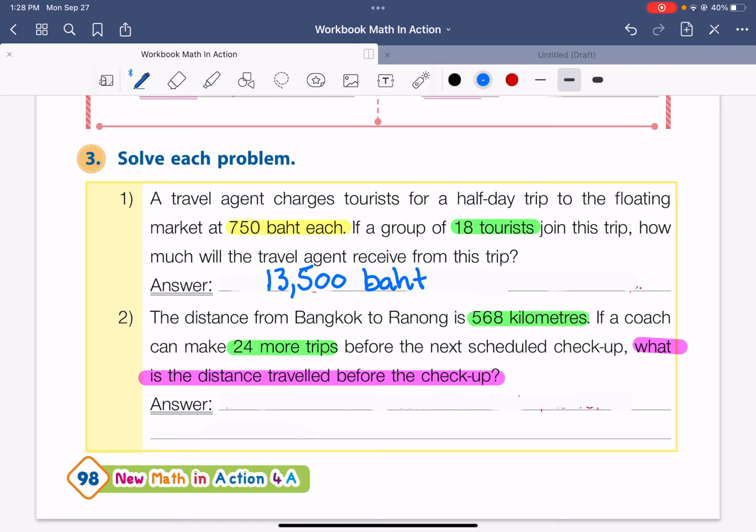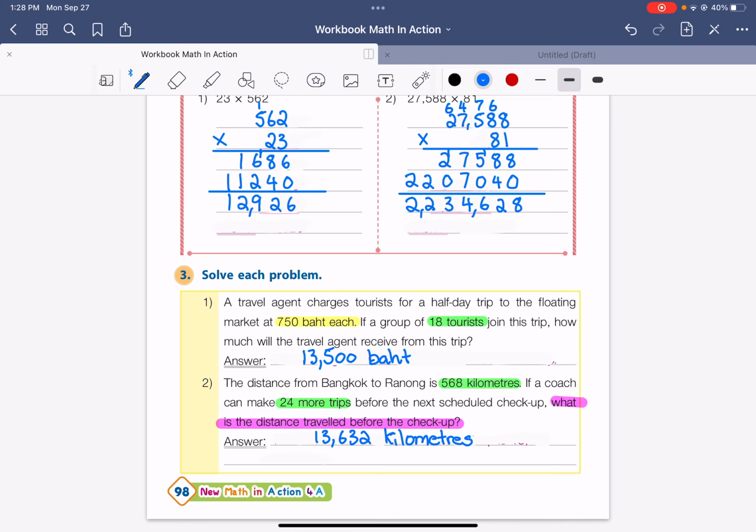So we're going to write the distance traveled, or we can say the distance traveled is 13,632 kilometers. Or we can just write simply, for easy purposes, 13,632 kilometers. Right, we can write like that. I think that's easier for us. There's not enough room to write a big sentence.